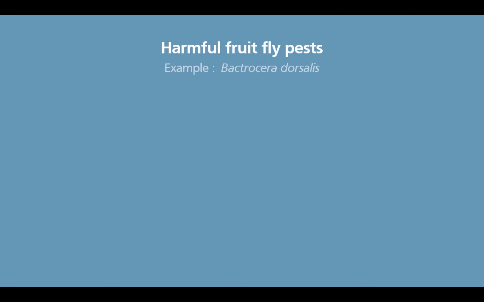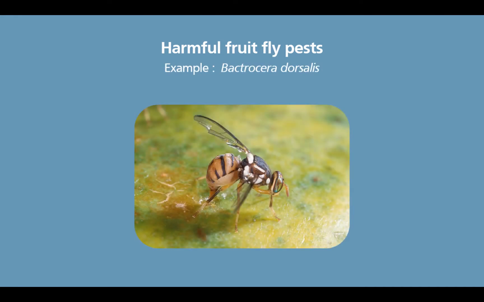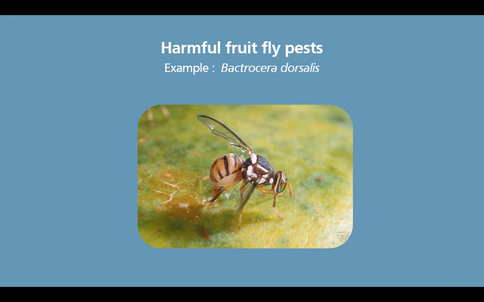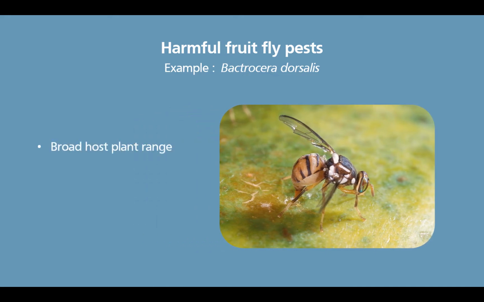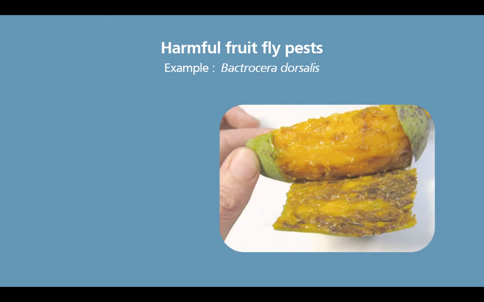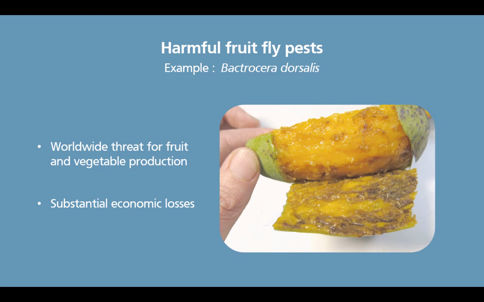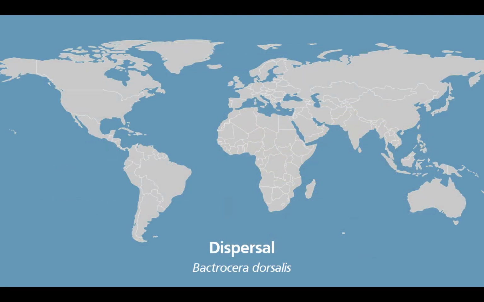An example of a harmful insect pest is given by the oriental fruit fly Bactrocera dorsalis. Due to the ability to feed on a wide range of host plants and its high reproduction rate, this species is a worldwide threat for producers of fruit and vegetables and can cause substantial economic losses. Bactrocera dorsalis was recorded for the first time in 1912 in Taiwan, dispersed from there throughout many countries of Southeast Asia and the Pacific region, and is nowadays also known to be present in many African countries.